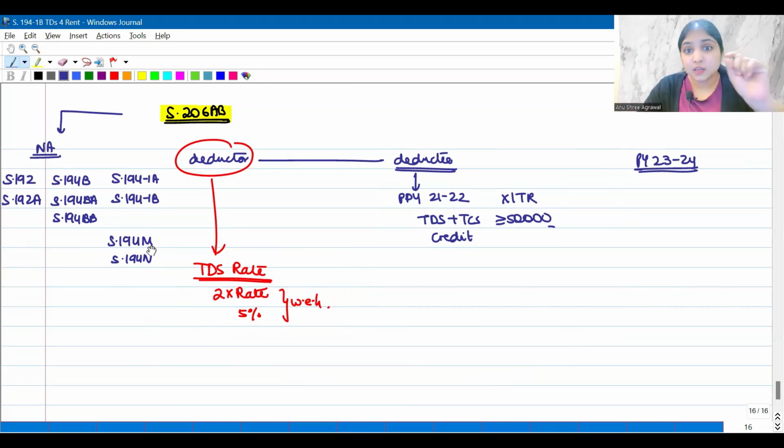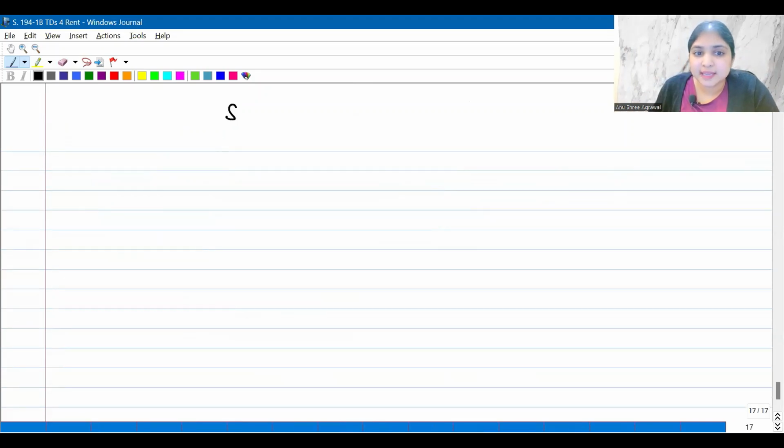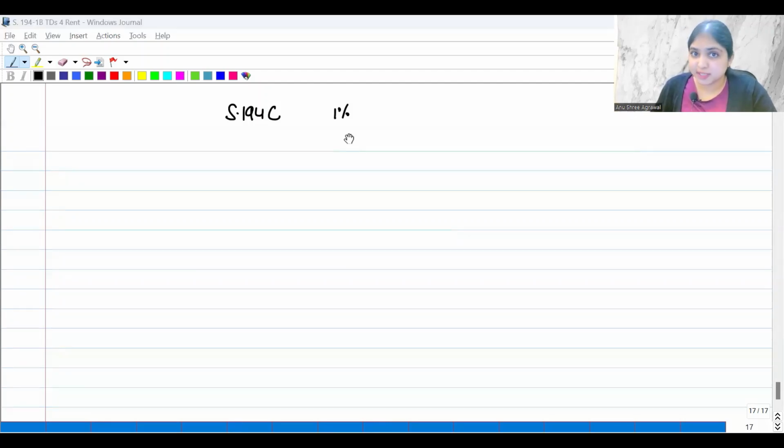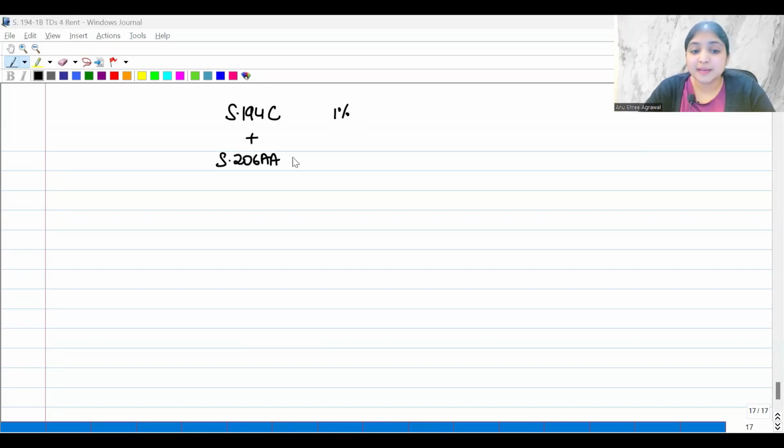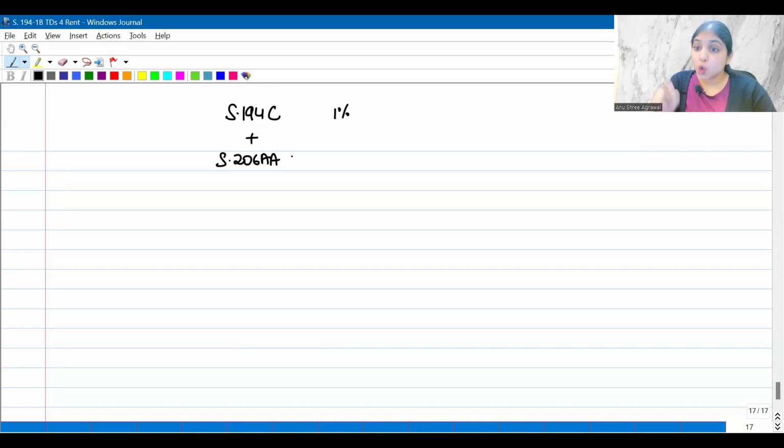Now listen, let us complicate this a little bit. Let us say we're talking about section 194C, TDS on works contract. Let's say 1% is the TDS rate. Remember, in 194C, the TDS rate depends upon who is the deductee. If the deductee is an individual or HUF, the TDS rate is 1%. So let us say 194C is applicable and also 206AA is applicable. 206AA, do you remember? The section which says if the deductee is neither giving PAN nor giving Aadhaar, then the TDS rate will change.